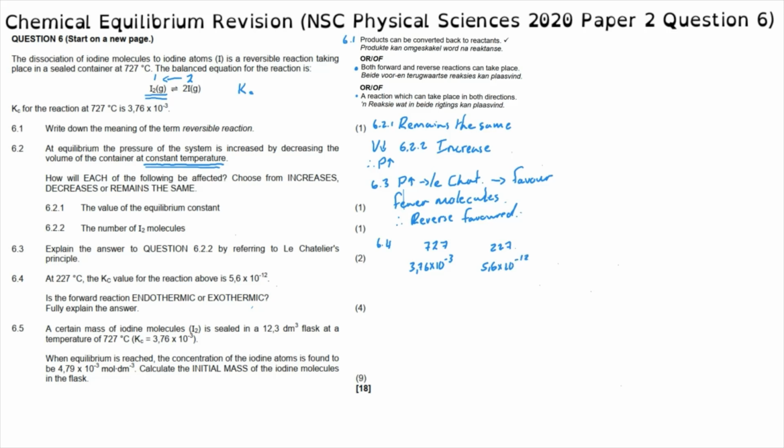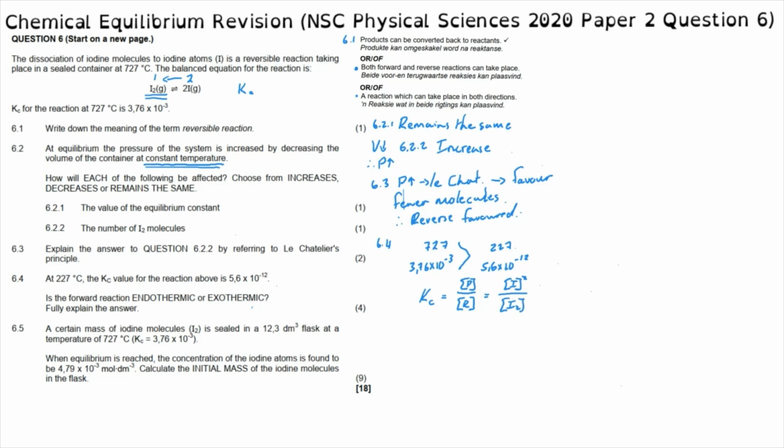So what we can see here is that the equilibrium constant, our Kc value at a higher temperature, is far bigger than the equilibrium constant at a lower temperature, 10 to the minus 3 compared to 10 to the minus 12. What's important for us to see here is that our Kc expression is always the concentration of our products over the concentration of the reactants, or in this case, specifically, it is the concentration of our iodine atoms over the concentration of the iodine molecules.